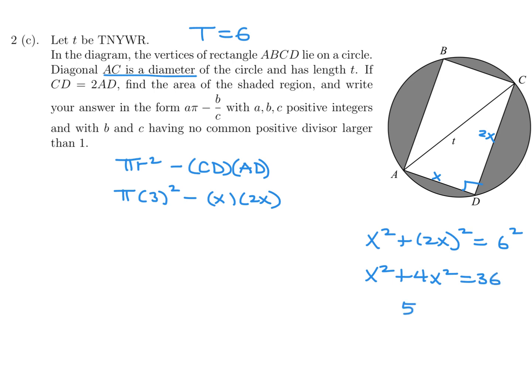That means 5x squared is 36. So that means x squared is 36 over 5. Let's just keep it as x squared, because I think there's going to be an x squared there.